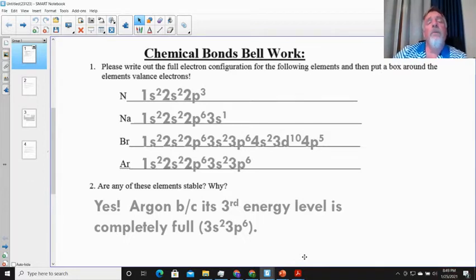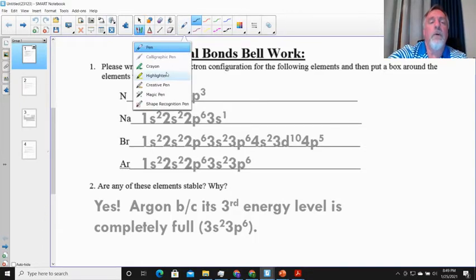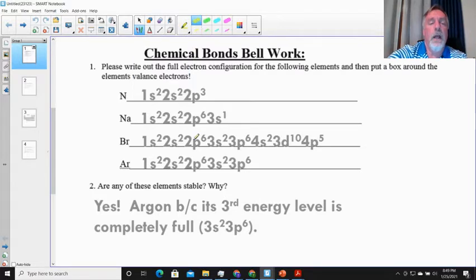We start off today with some bell work, and we're going to go over some of the stuff we learned yesterday about chemical bonds. The first problem here asks us to write out the full electron configuration. So if you remember from your periodic table, we're just going to read until we come to the element. We want to read until we come to nitrogen.